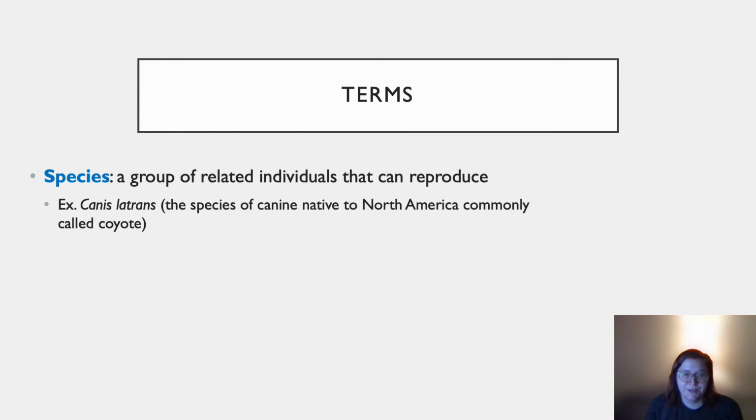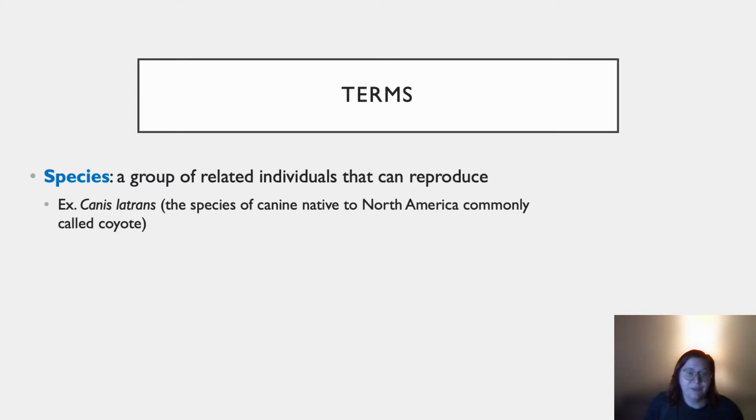So we're starting off with some terms for you to understand. The first one is species. A species is a group of related individuals that can reproduce with each other to produce viable offspring. So for example, dogs, even though there's many different breeds of dogs, they're all one species because they can breed with each other. However, dogs and cats are two different species because you can't breed a cat and a dog together and have a dog-cat. Usually this is because there's different numbers of chromosomes in different species.